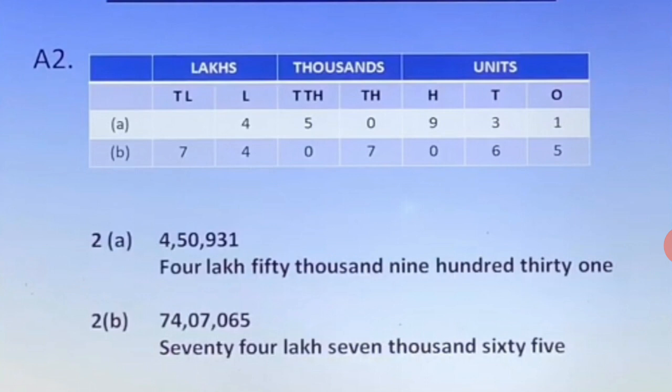Now the B part is 7406065. Now we will put the comma starting from the right side, after the 5, then again after the 0. This number in words will be written as 74 lakh 6,065.